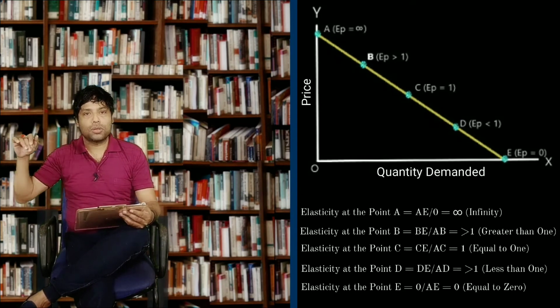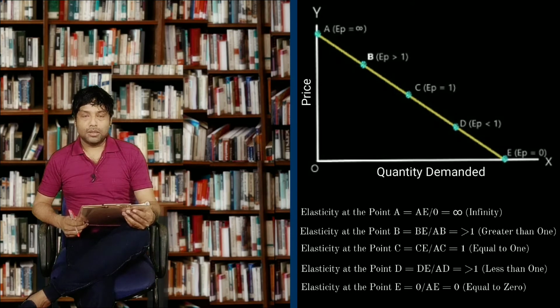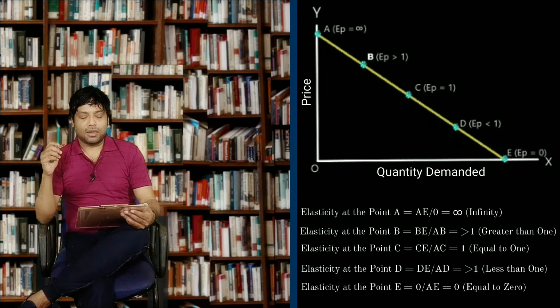Now let us come down to the point B. Here the lower part is BE, whereas the upper part is AB. As BE is greater than AB, we know that any larger value divided by a smaller value is always greater than 1. So at the point B, the elasticity value will be greater than 1.